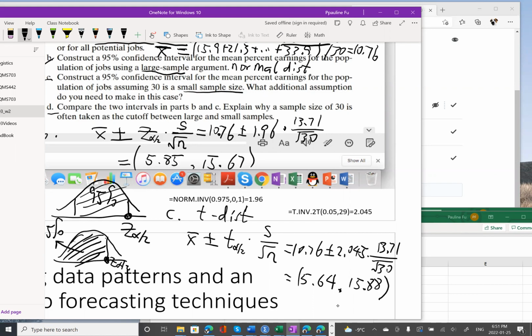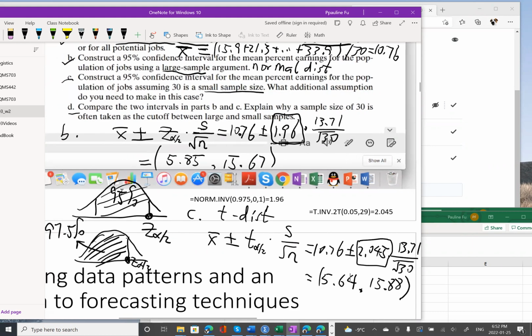Compare the results from part B and C. Why is sample size 30 often taken as the cutoff between large and small samples? You may recall when you studied CQMS703, people are talking about when sample size is greater than 30, it is a large sample. When sample size is smaller than 30, it is a small sample. Why is that? Why is 30 the cutoff? From result of B to C, you can see the critical value for normal distribution is 1.96. The critical value for T is 2.045. They are very close in absolute value. That is the reason 30 is used as the cutoff.